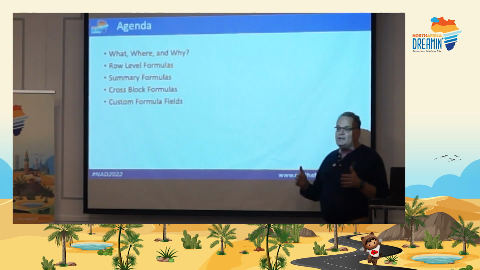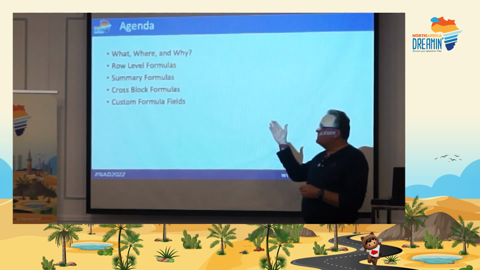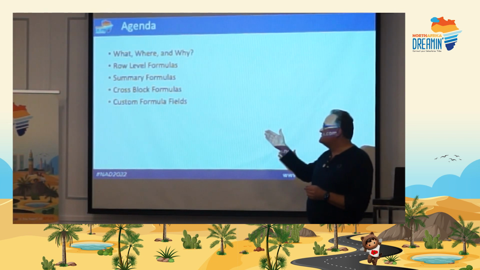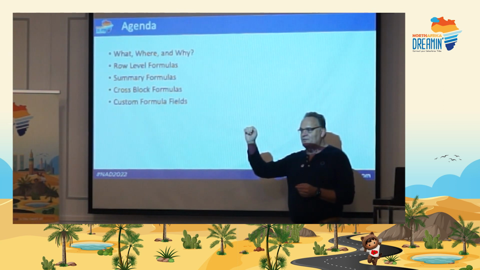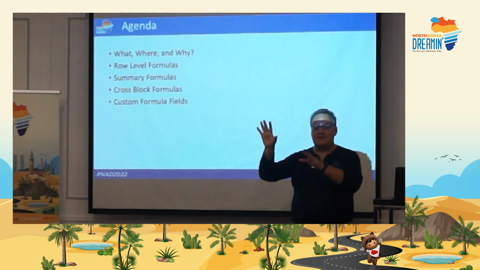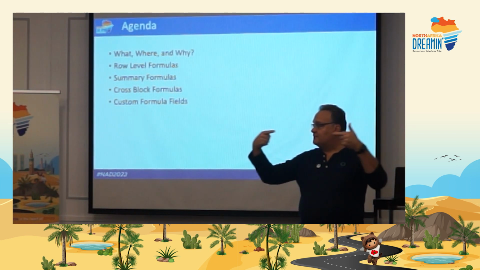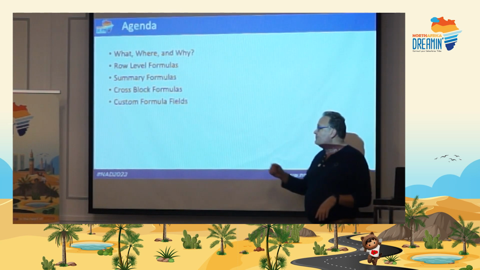We'll talk about the what, where, and why of formulas in reporting. Then we'll talk about row-level formulas, summary formulas, cross-block formulas. How many of you have created a cross-block formula before? No? So you need to build a joined report first. When you build a joined report, you can have up to 5 blocks, 5 reports, and you can create formulas across the blocks. So I'll show you some examples of that.